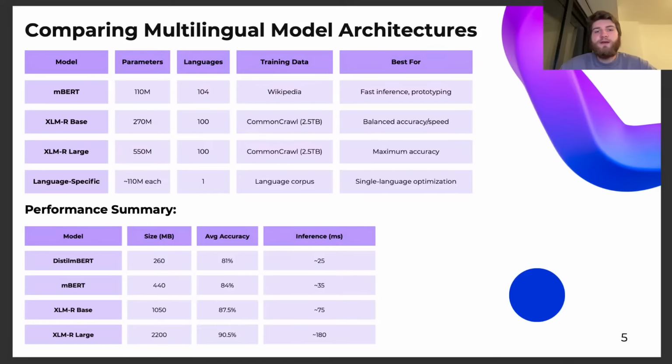And the pattern that could be seen most often in successful deployments is XLMR base as the workhorse for most languages, then language-specific models for the top 1 to 3 languages by traffic or business importance.